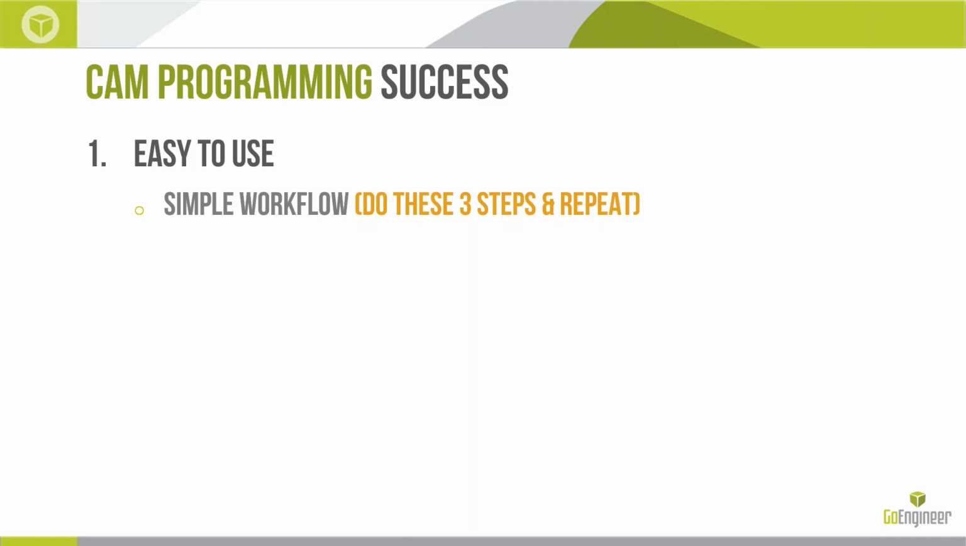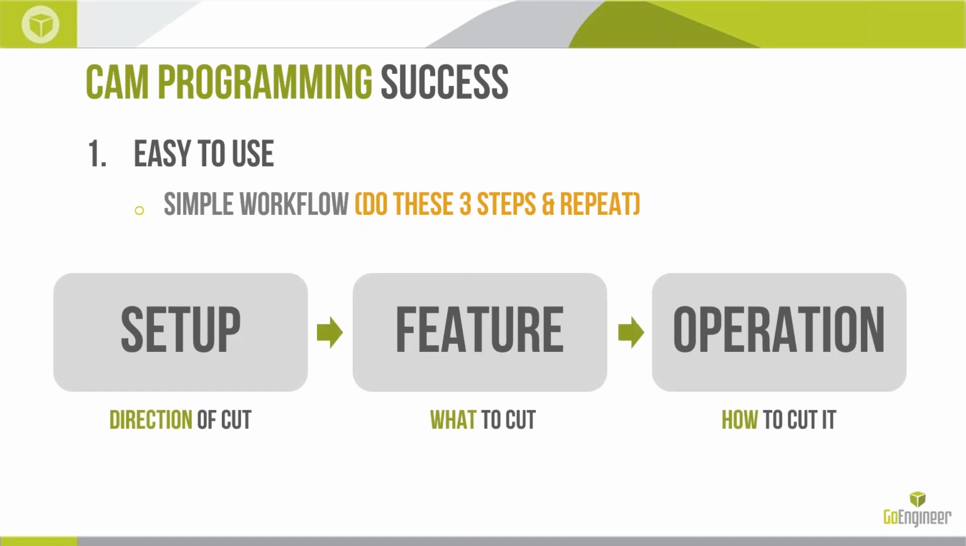Number one is it has to have a simple workflow. Basically, do this X number of steps and repeat it. If you can't boil it down to a few steps that you just repeat over and over, then it's not an easy to use software. So when it comes to SOLIDWORKS CAM or CAMWorks, these are your 3 steps you have to remember. We're going to create a setup, and a setup is a direction of cut. Then we're going to create a feature. What are we cutting from that direction? And then we're going to create an operation. How are we going to cut that?